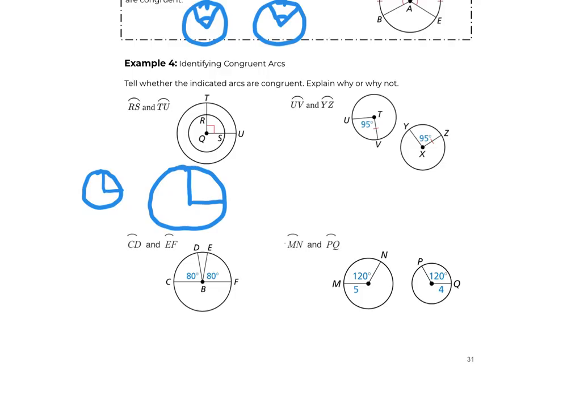The small one would have RQ. The bigger one would have TQ. Those two radii are not the same. So if the radii are not the same, then we would say no. These two circles are different sizes.